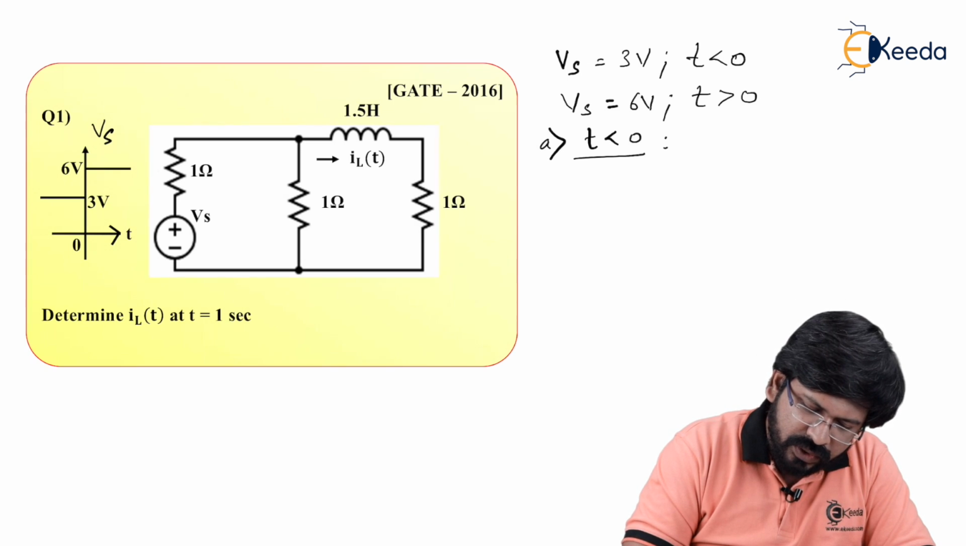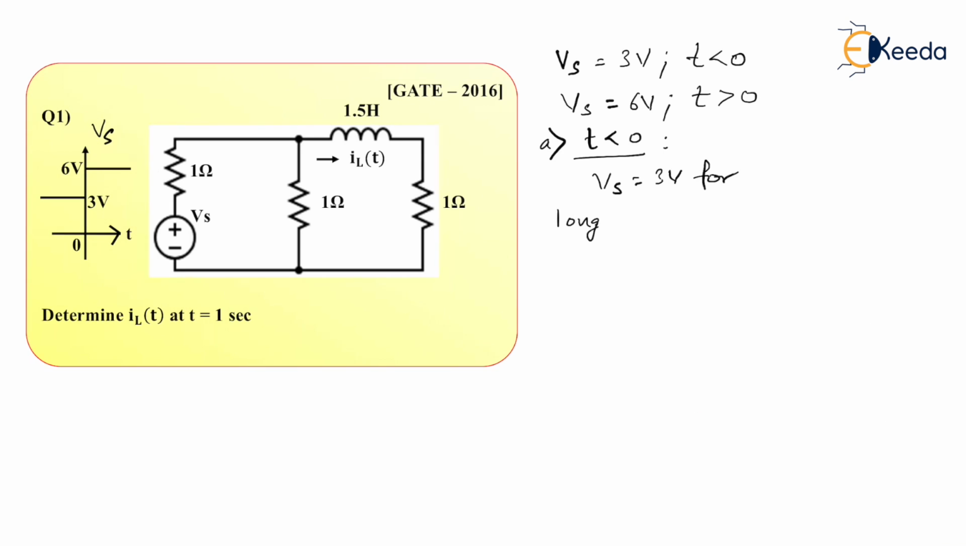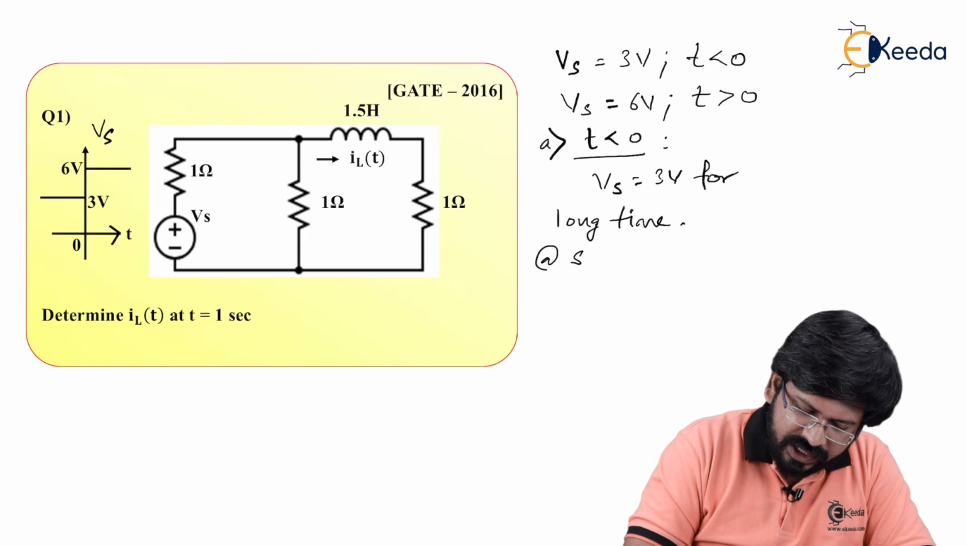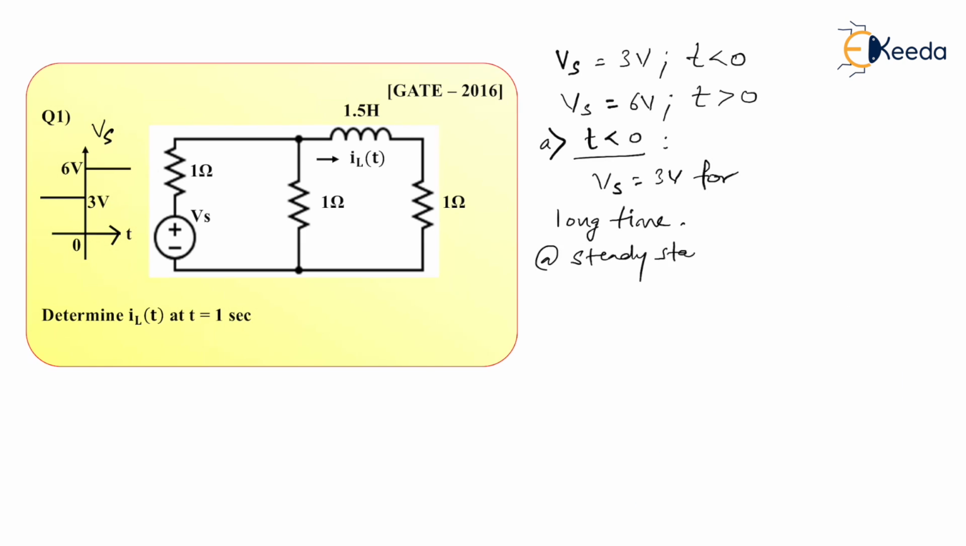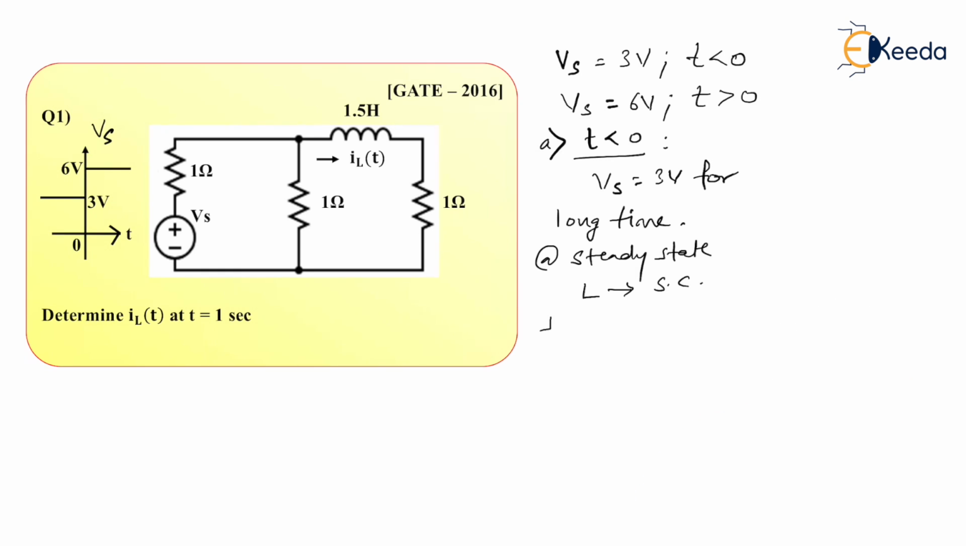So for t less than 0, you can say that Vs was 3 volt for a long time. And therefore, it will reach steady state. So you know the fact that at steady state, inductor becomes short circuit. So when inductor becomes short circuit, what is going to happen? Let's draw the circuit. This is 1 ohms. Supply voltage can be replaced with 3 volt because we are drawing it for t less than 0. After that, at a parallel branch, there is 1 ohms, parallel to which now inductor is replaced with short.